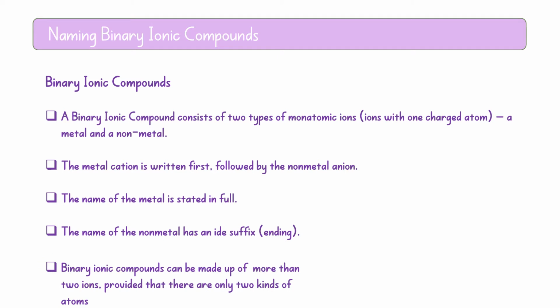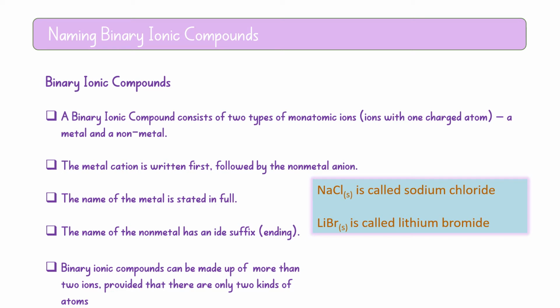Binary ionic compounds can be made up of more than two ions, provided that there are only two kinds of atoms. NaCl is called sodium chloride. LiBr is called lithium bromide. Al2O3, which is a binary ionic compound made of more than two ions, is called aluminum oxide.